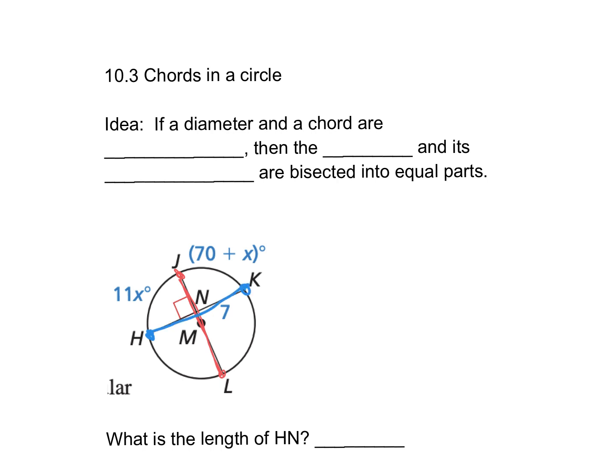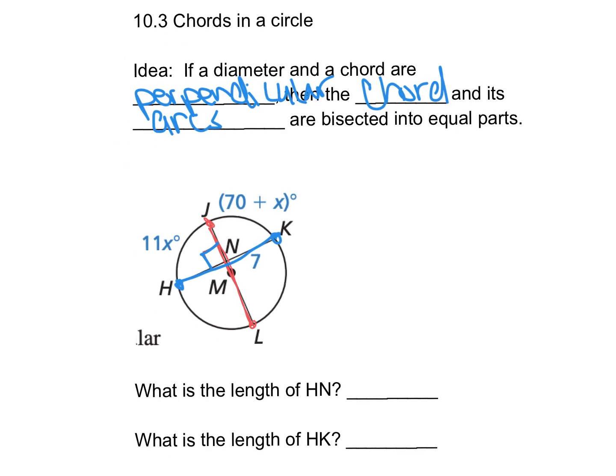It says if a diameter and a chord are, well, we got a square here at the corner, so are perpendicular, then the chord and its arcs are both bisected. So what does that actually mean?